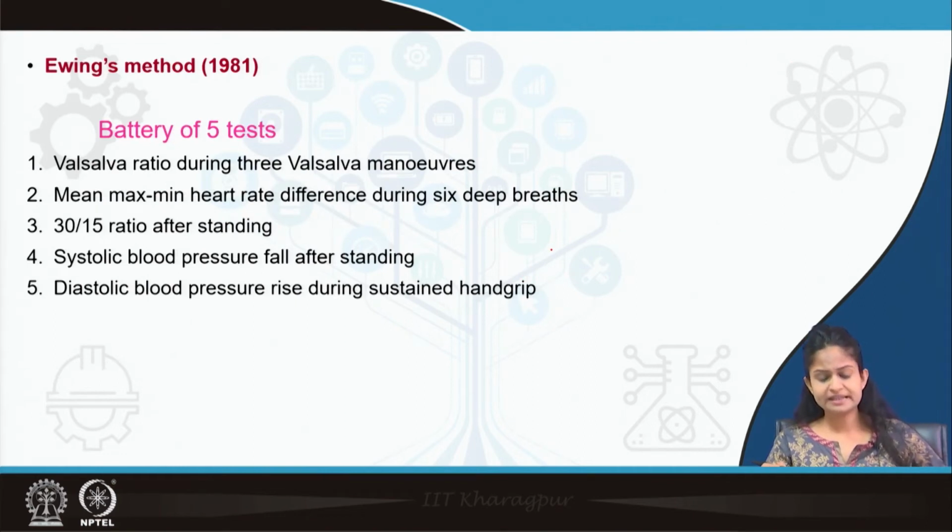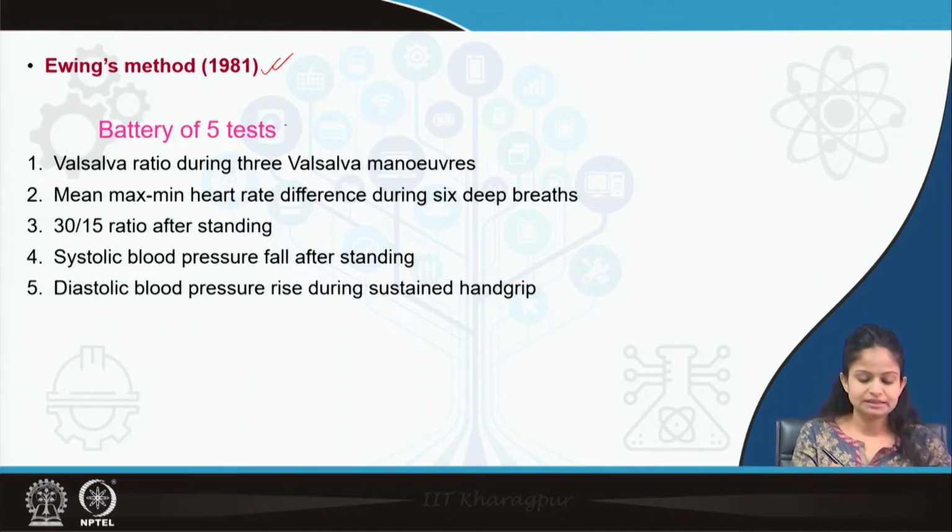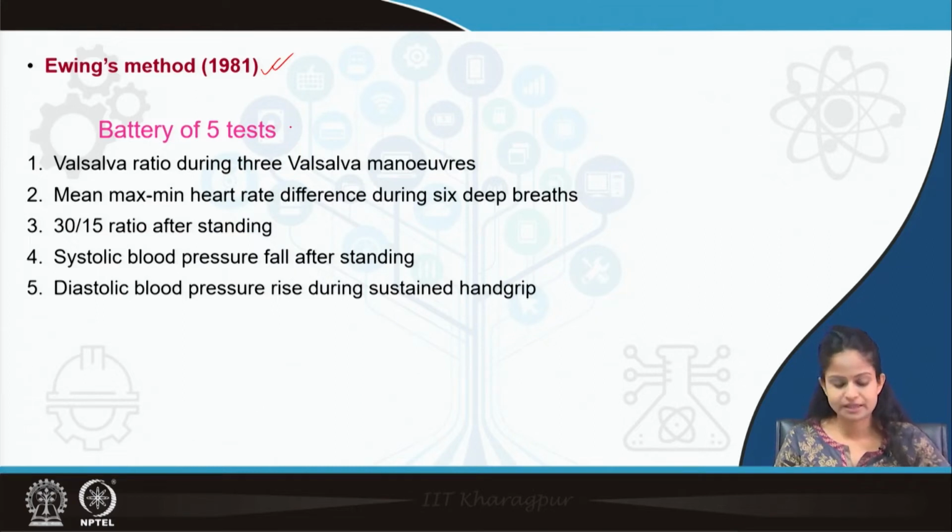Initially, this autonomic function test has been a very daunting task, because there is not only one test you are supposed to do which could finally give rise to, or relate to, the autonomic dysfunctions. You have to run a battery of tests. So, in 1981, the scientist Ewing did this battery of 5 tests, and these tests are finally named after the scientist Ewing.